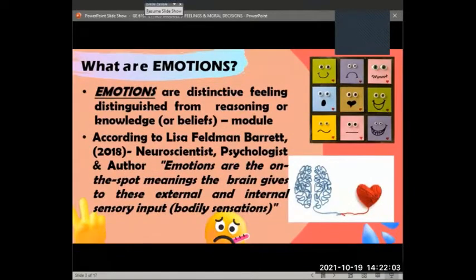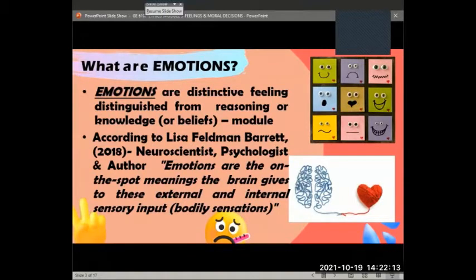What are emotions? Emotions are a distinctive feeling distinguished from reasoning or knowledge or beliefs. That is from the module. According to a neuroscientist, psychologist, and author, Lisa Feldman Barrett, in 2018, emotions are the on-the-spot meanings the brain gives to external and internal sensory input or bodily sensations.